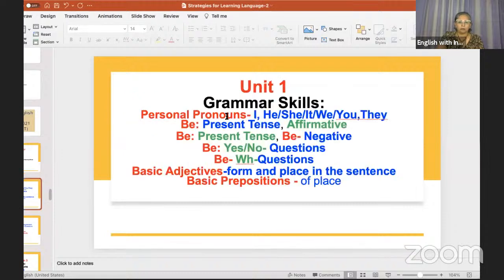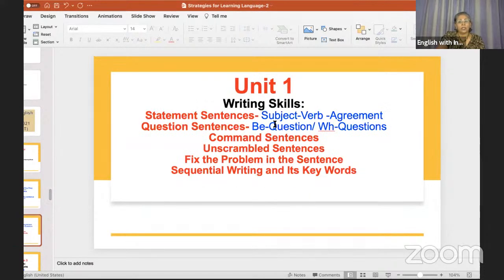And then the grammar skills we are covering in unit 1: personal pronouns, very simple ones, and then be present tense, be negative, be yes or no questions, and be WH questions, basic adjectives, and basic prepositions. And then for writing, we are covering subject-verb agreement.